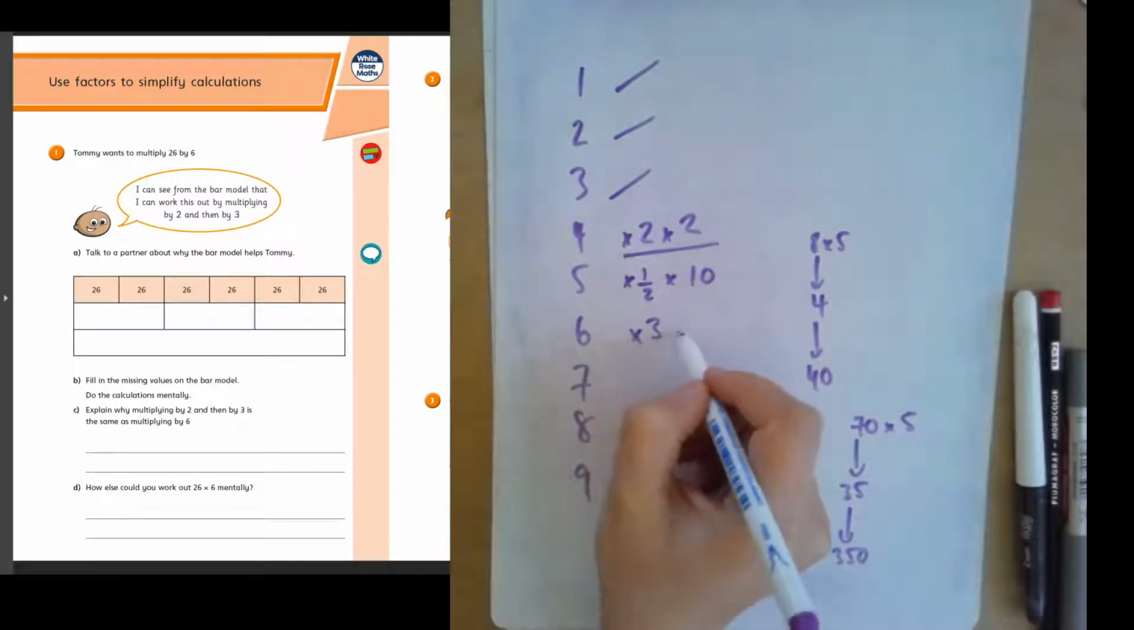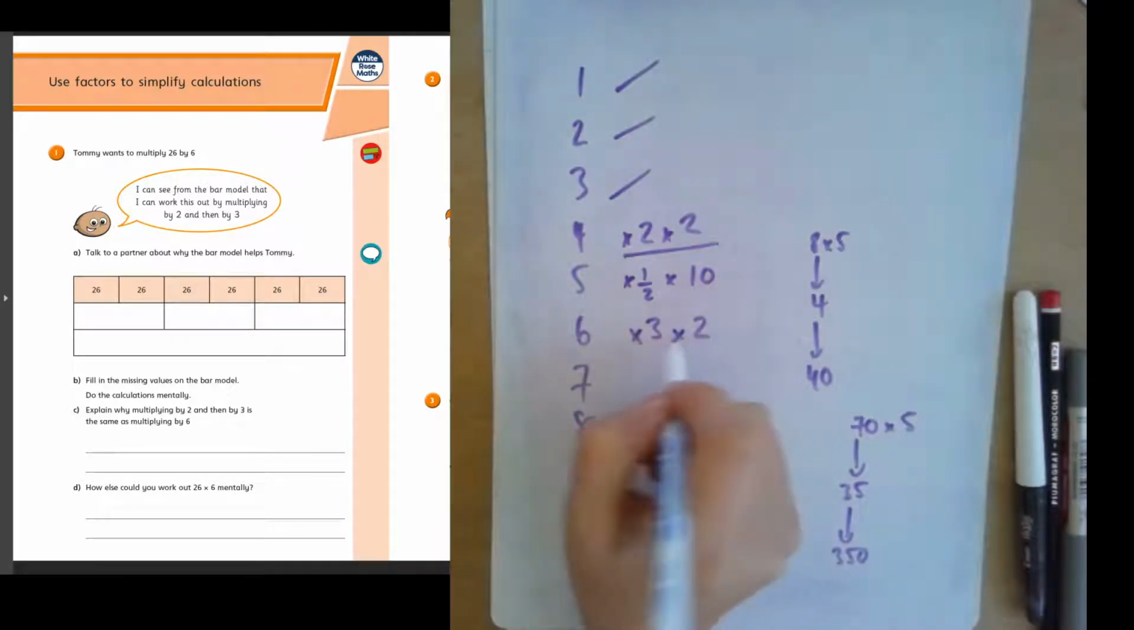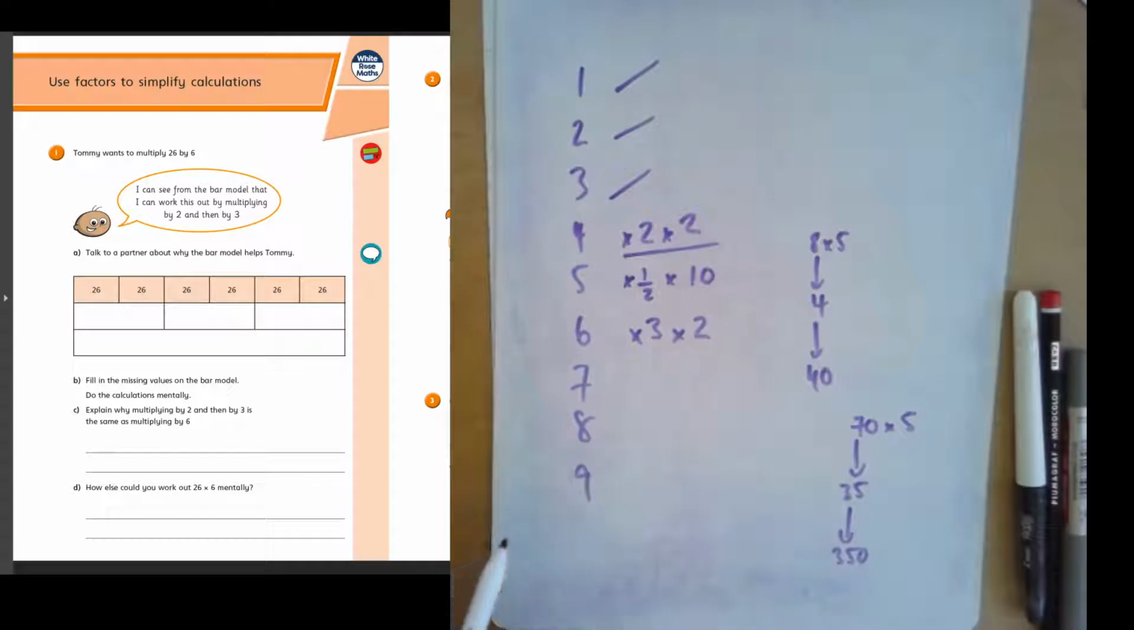Okay, so 6 times table. Okay, I do times 3 and then I multiply it by 2 after. So you could do it the other way around. It doesn't really matter which way you do it. I just prefer to do it this way because I can.